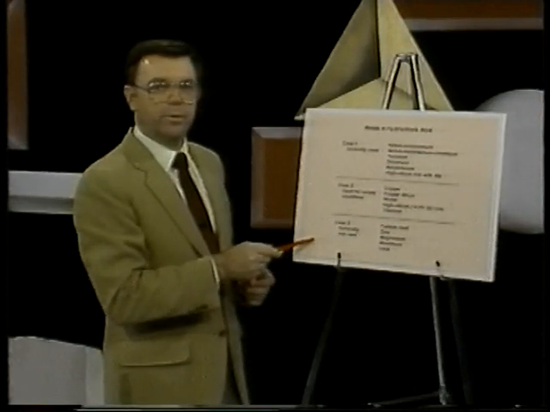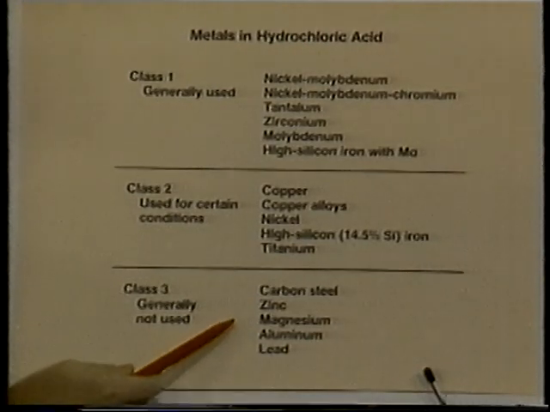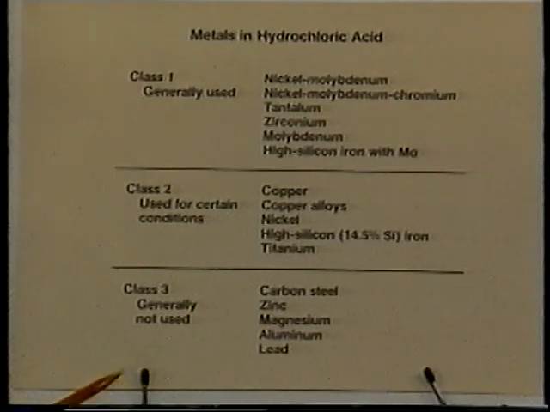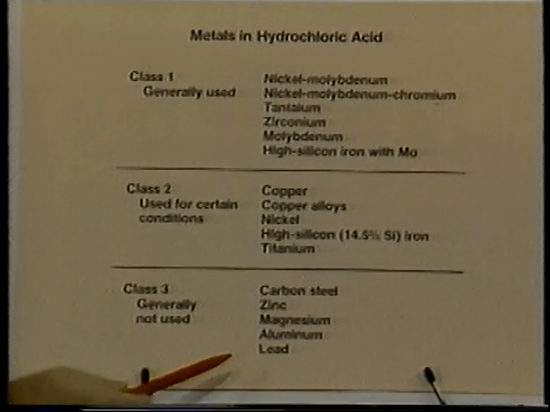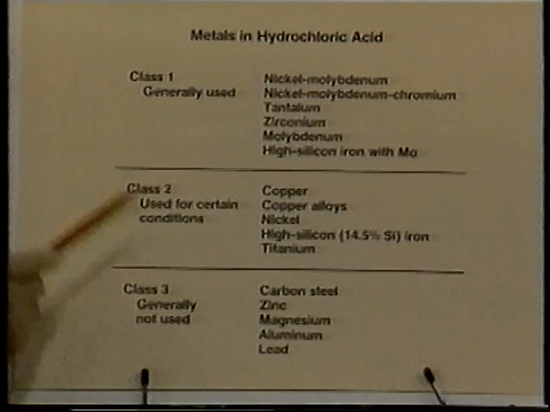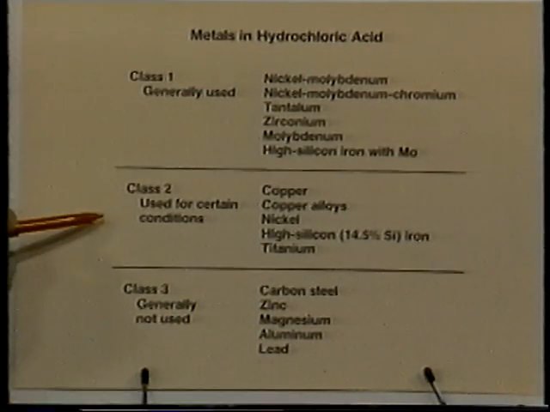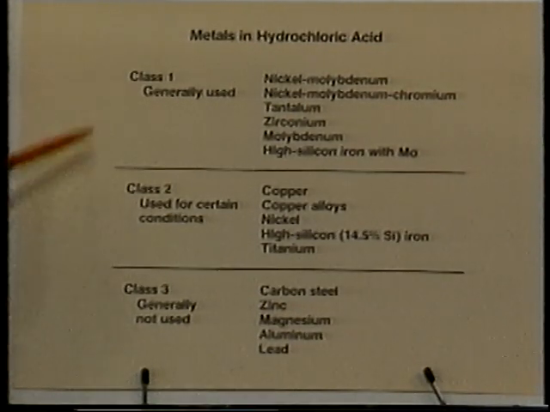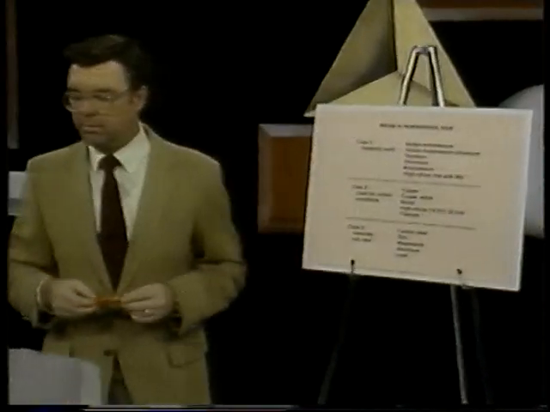Class 3 materials are those materials which are generally not used in hydrochloric acid service. Those include carbon steel, zinc, magnesium, aluminum, and lead alloys. Each of these materials typically has corrosion rates that are too great and unacceptable for hydrochloric acid service. So Class 1 materials are generally used, Class 2 can be used under some conditions, and Class 3 seldom if ever used. And we can use this sort of categorizing system for many of the alloy systems, many of the environments that we look at.